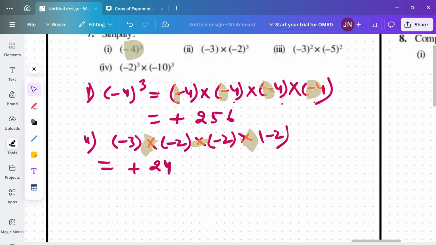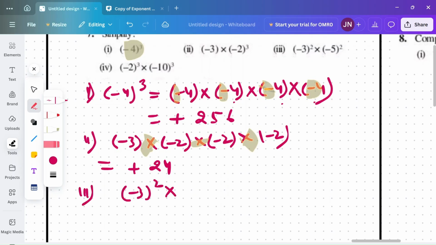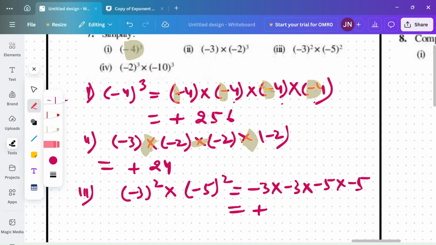Next question, third part is negative 3 raised to the power 2 and then negative 5 raised to the power 2. So we will see, you can write it like this. So solve them. Again, the sign will be positive because in total we are multiplying this minus sign 4 times. So now it will become positive. And then you have got 3 times 3 times 5 times 5. The answer is 225. Okay, easy, isn't it?